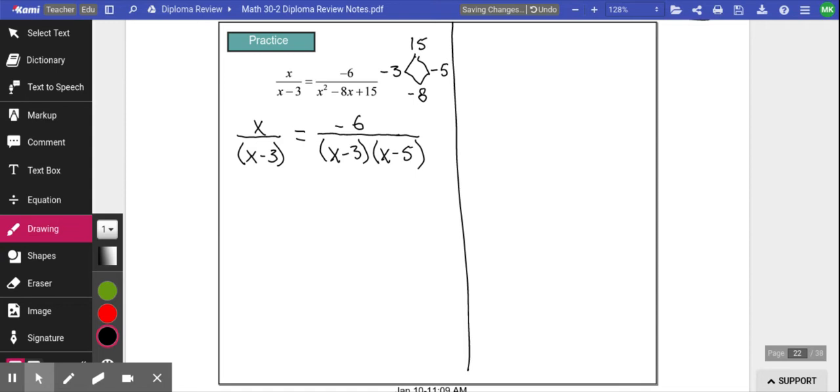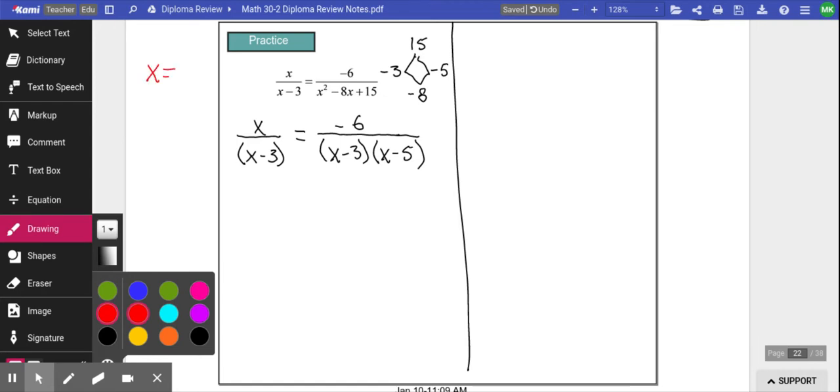First step, factor. We did that. What's the second step? NPVs, things you can't have as your answer. What I can't have as my answer is +3 or +5. Both of those numbers would cause me to divide by 0.